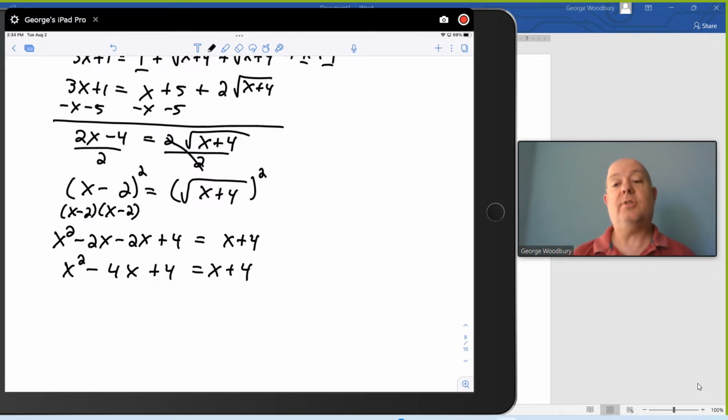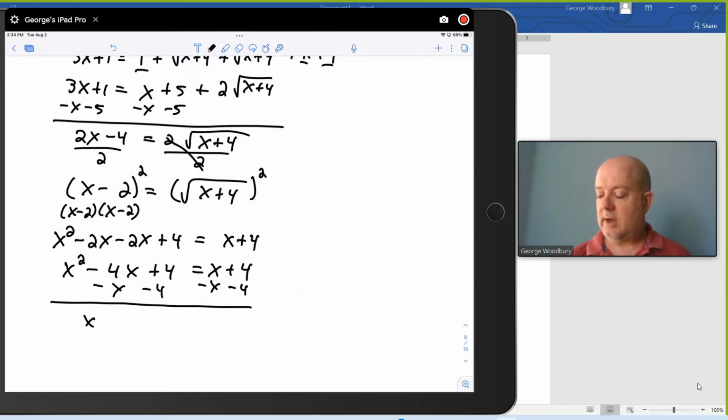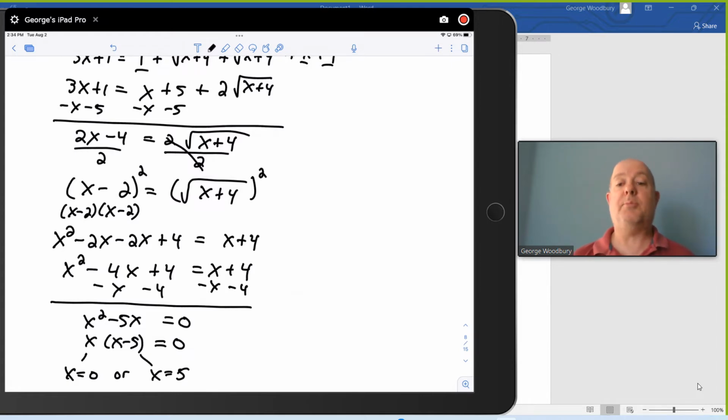I want to collect everything on the left-hand side where the squared term already is. So minus x on both sides and minus 4 on both sides. I have x squared minus 5x equals 0. This one I can solve by factoring. x times x minus 5 equals 0. So either x equals 0 or x equals 5. Those are my potential solutions.